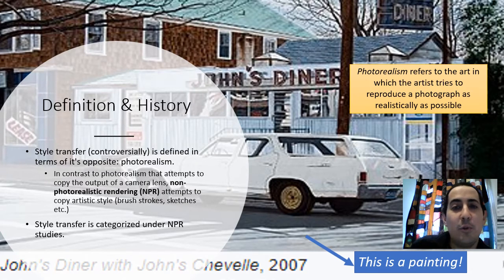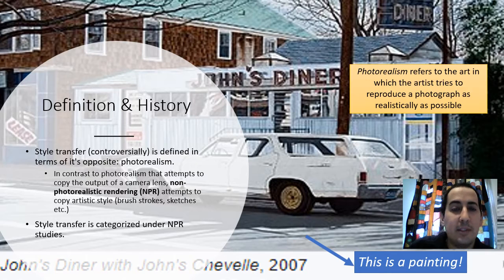Photorealism in art is producing realistic images like the one at the background here. The image here seems like the output of a camera lens, but in fact it is a painting. So the opposite approach is to create images that seems like the output of an artist, like Monet or Picasso. Therefore, copying the style of an artist, including brush strokes, color choices, sketches, is called non-photorealistic rendering.